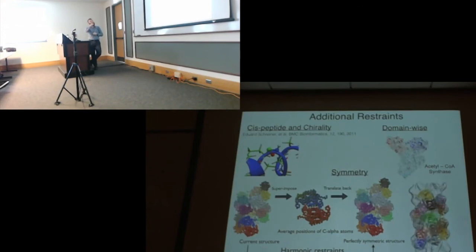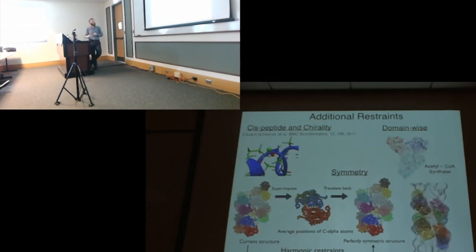We can also restrain entire domains in our system to keep them rigid relative to one another. So here we have the red domain and the blue domain, which are kept rigid amongst themselves, but flexible relative to one another and the rest of the system, because you just have this sort of hinge bending motion where you're keeping everything intact, but folding it back into place.